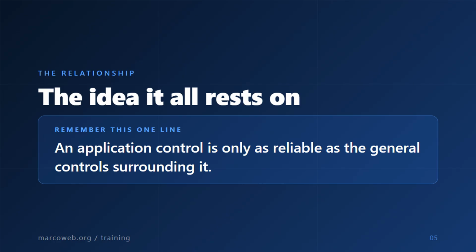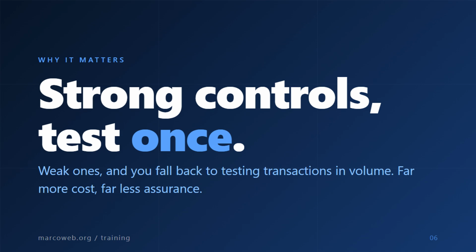Who can change the matching logic? Who can access the database underneath it? Whether the change was tested and approved. Whether you could recover the system if it failed. And the relationship between them is one-directional. It is the single most important idea in IT audit.